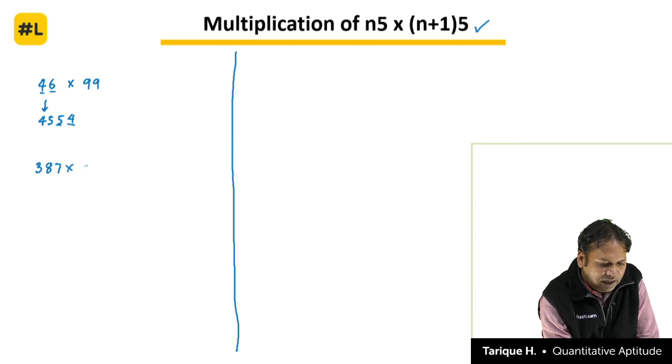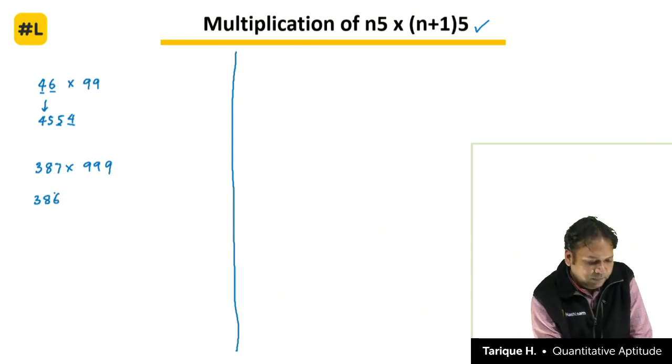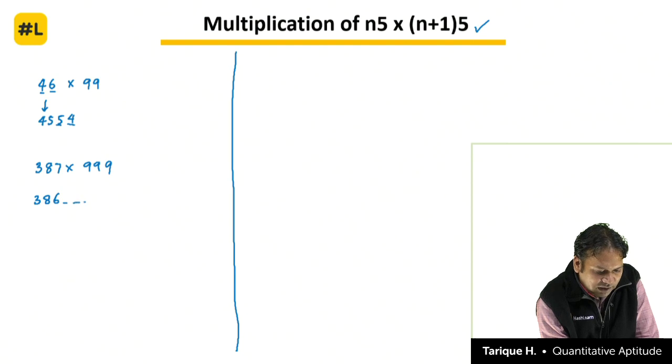387 into 999. Again you see here very quickly, 387 will become 386. For this we don't have to do anything, we just reduce by one. Now we need 3 numbers here, 1 2 3. 3 plus how much is 9? 6. 8 plus how much is 9? 1. And 7 plus how much is 10? 3. Done. Let's take one more example.